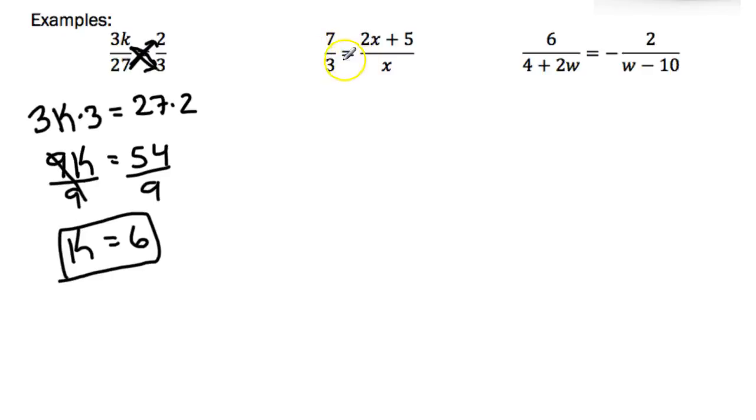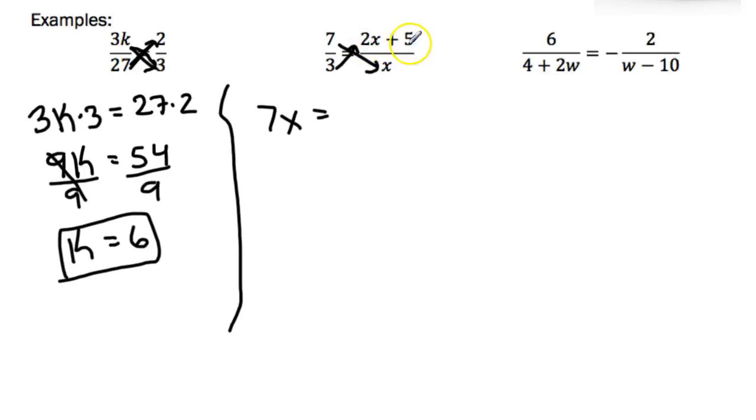The next one gets a little bit trickier. I'll start off with multiplying 7 times x. That wasn't the tricky part, if you're wondering. So 7 times x will just be 7x. And that equals 3 times 2x plus 5. It's not just 3 times 2x.